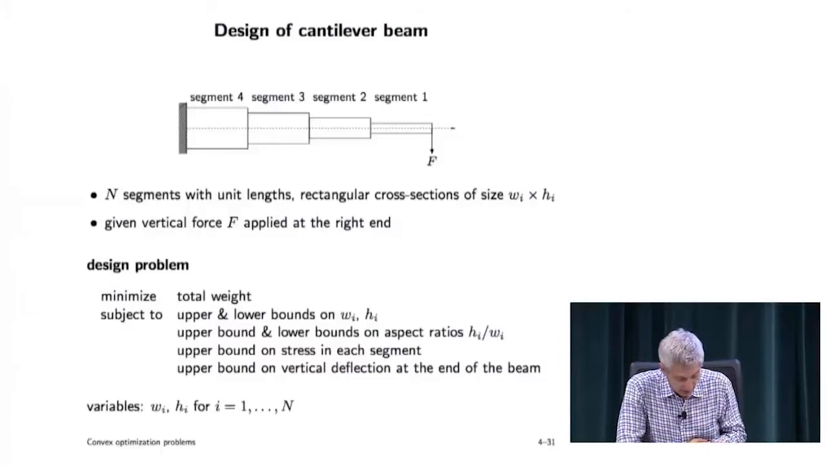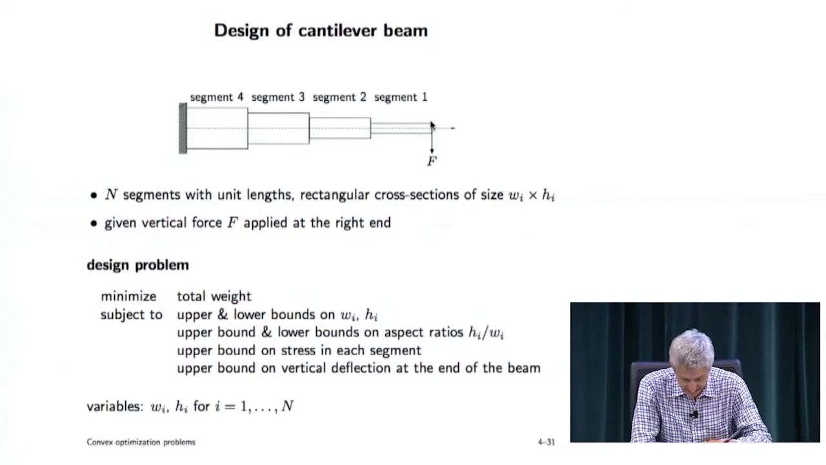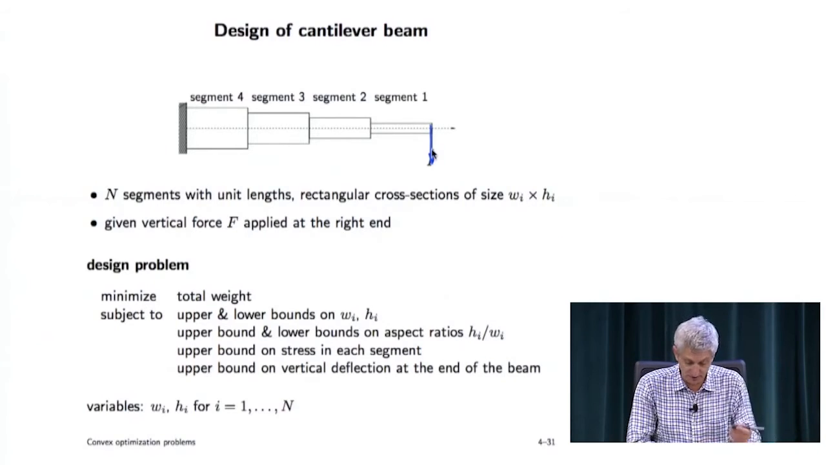So what we're going to do now is just look at one example of a GP. It is a non-trivial one, and it's taken from a book on mechanical design, and it's the design of a cantilever beam. So here it is. We're going to design a beam. It looks like this. It's going to have segments here, and each of these segments is going to be connected, and then I'm going to simply put a force at the tip of this beam.